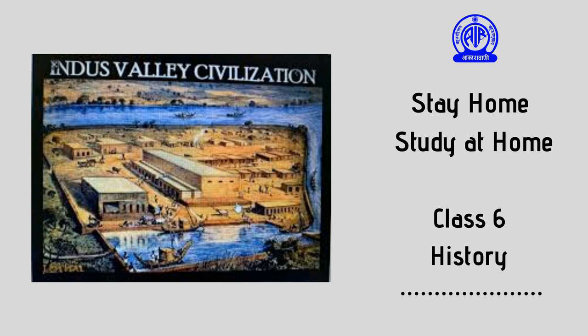Now, when we talk about hunters and gatherers, we don't know whether they used to wear clothes or not. But when you talk about Harappan civilization, they did wear clothes. Because how do we know? Cloth was found attached to the silver vase and copper objects. So they used to wear clothes, and they made cloth from cotton.